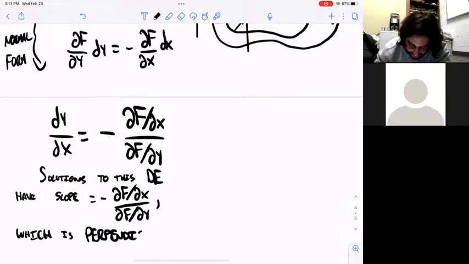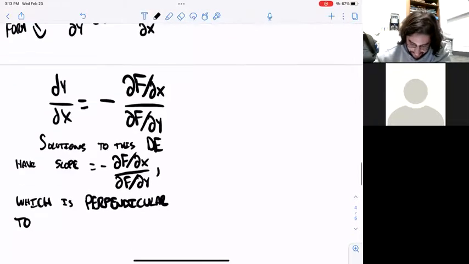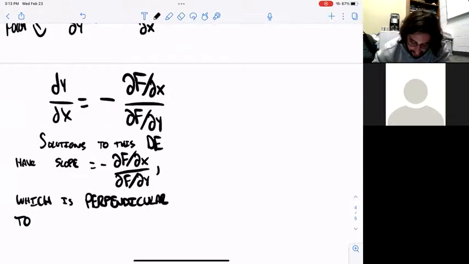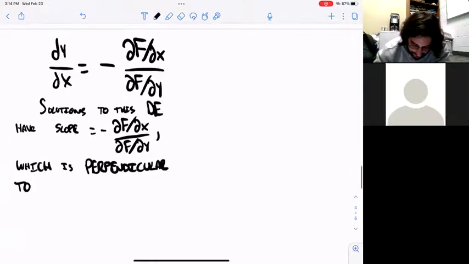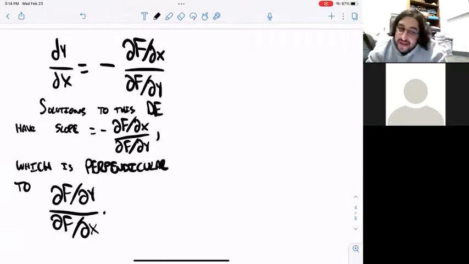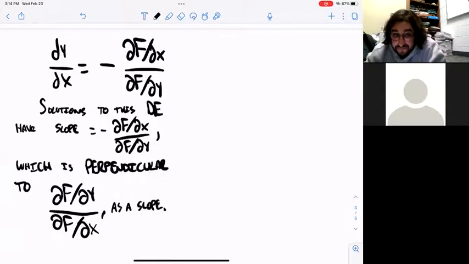what is it perpendicular to? How do you do a perpendicular slope? Negative reciprocal, right? So do a negative reciprocal of this slope. It has to be perpendicular to df dy over df dx. It has to be perpendicular to that slope. Right? We're interpreting that number as the slope.